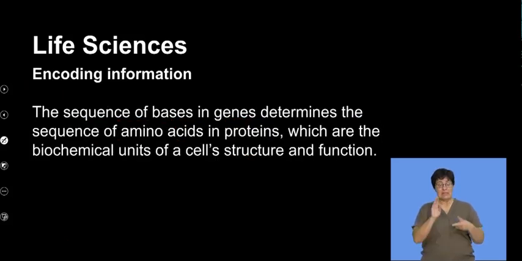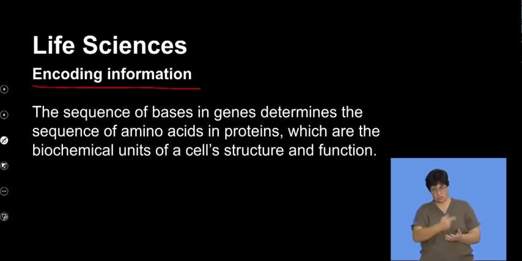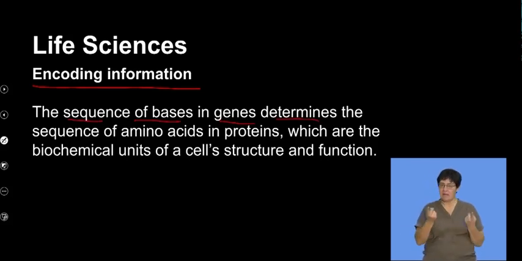The second role of DNA is encoding information. And if you think about the word encoding, it comes from the word coding. So essentially, the sequence of bases in a gene determines the sequence of amino acids in proteins, which are an important biochemical unit of cell structure and function.